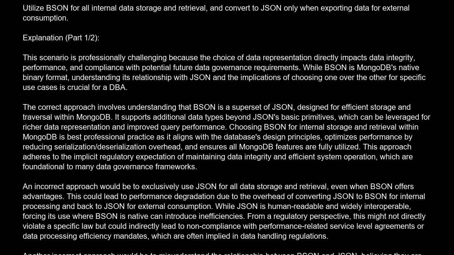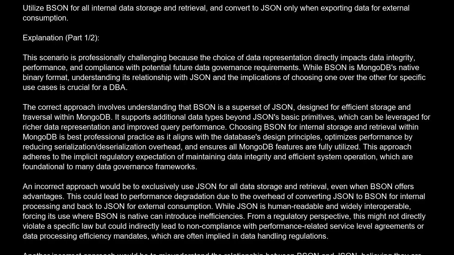many data governance frameworks. An incorrect approach would be to exclusively use JSON for all data storage and retrieval, even when BSON offers advantages. This could lead to performance degradation due to the overhead of converting JSON to BSON for internal processing and back to JSON for external consumption. While JSON is human-readable and widely interoperable, forcing its use where BSON is native can introduce inefficiencies. From a regulatory perspective, this might not directly violate a specific law, but could indirectly lead to non-compliance with performance-related service-level agreements or data processing efficiency mandates, which are often implied in data handling regulations.